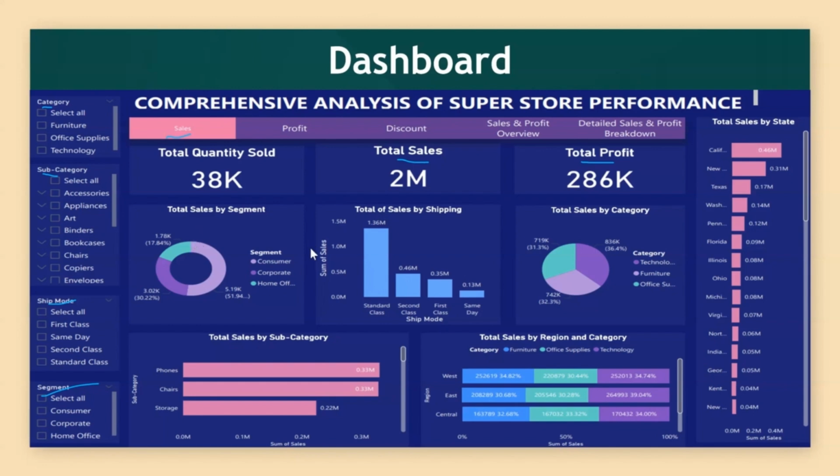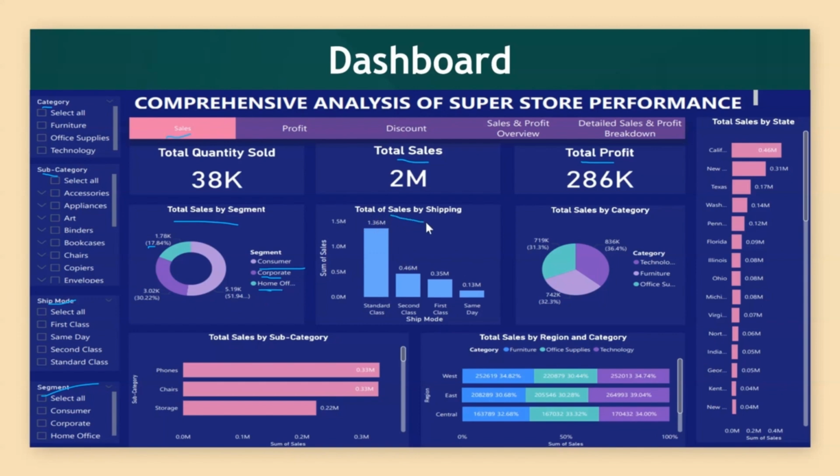So here, while comparing the total sales by segment, we could see that consumer is at the first place, corporate is at the second place, and home office is at the third place, which is very low, at 17.84%. So here we need to concentrate on the home office segment.